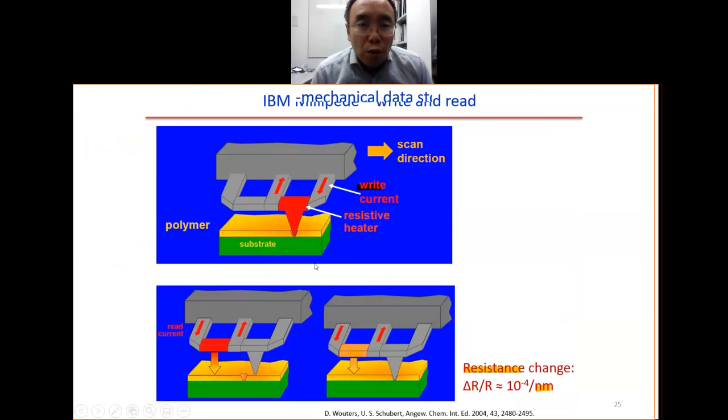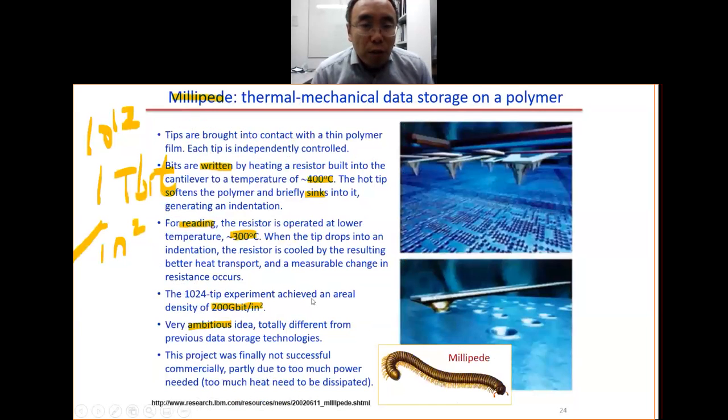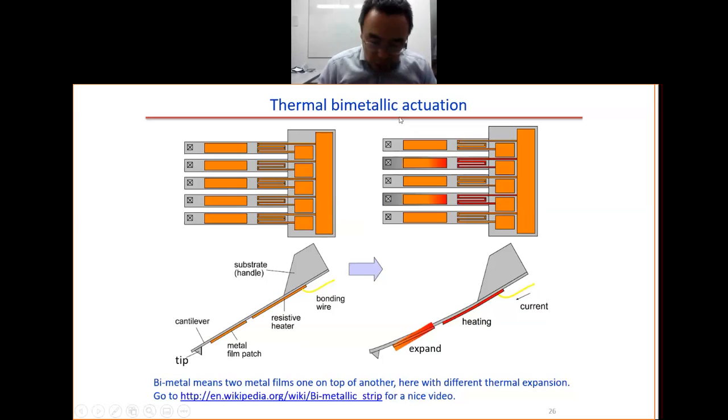So now we look at the writing and the reading. But we also need to approach the sample. So we need to bend the cantilever, so we can exert some force into the polymer. This bending is called actuation. So we need to actuate the cantilever. This is done by thermal bimetallic actuation. Bimetallic means we have two metal films. But actually here we do not use two metal films. We have one cantilever material, and one metal film on the cantilever.